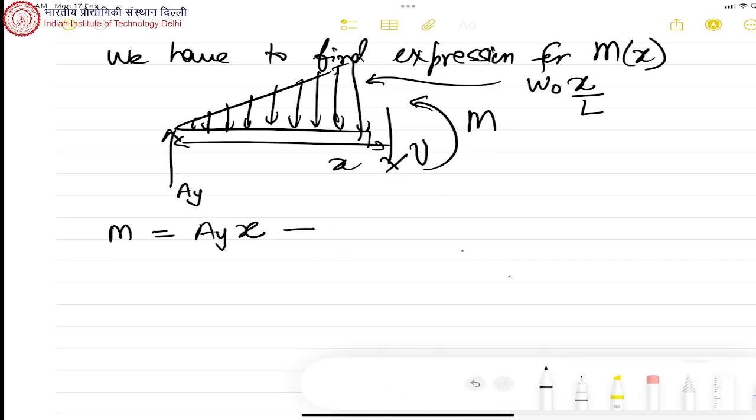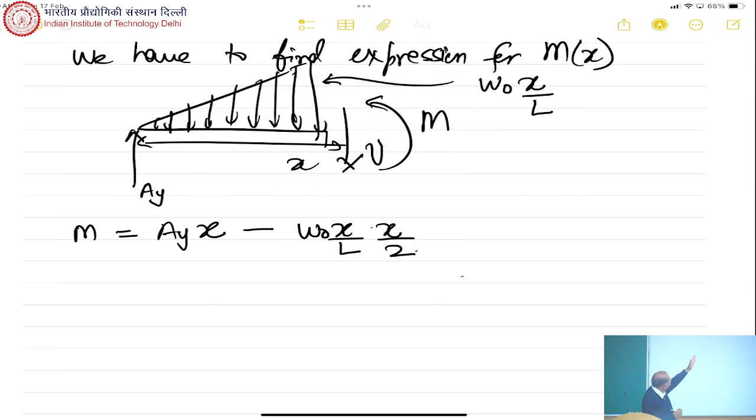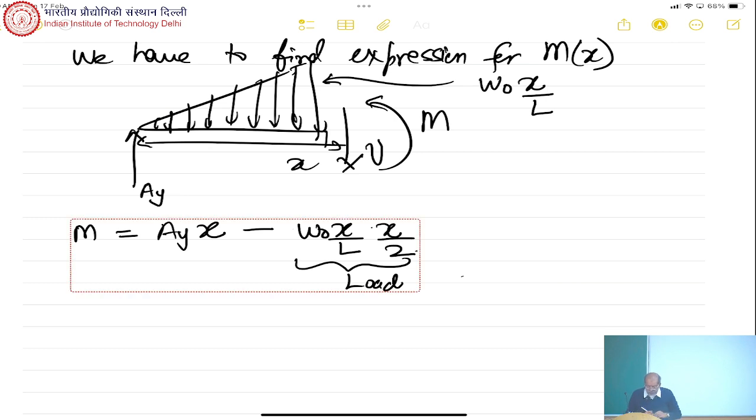Let's do it slowly. The load is W0 x by L times x by 2. This is the load, W0 x by L times x by 2. And this is acting at what distance? This is acting at 2x by 3 from this, and from the cut section, this is at a distance of x by 3.